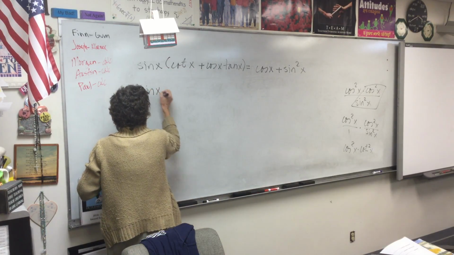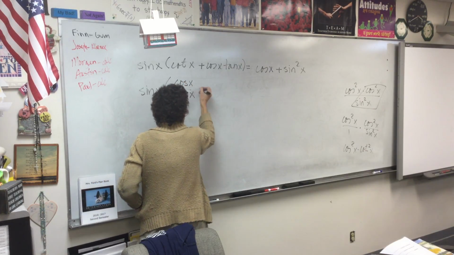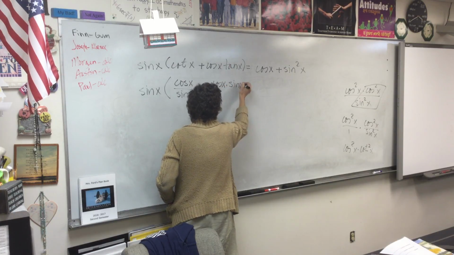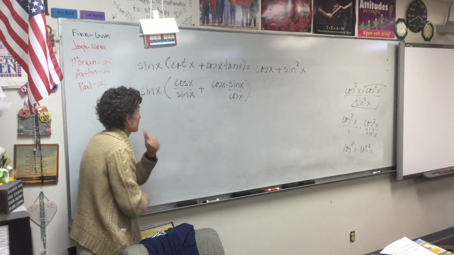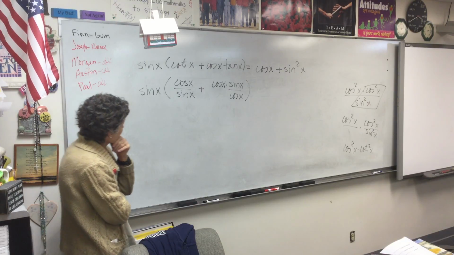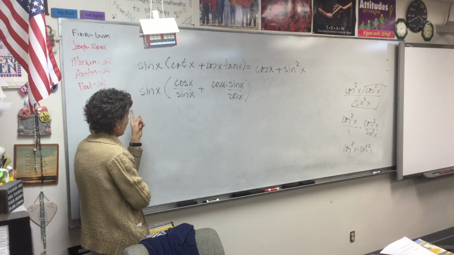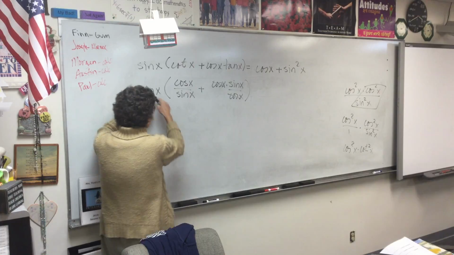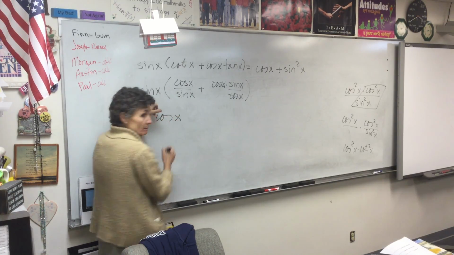So we have sine. All right, then we have cosine over sine plus cosine times sine over cosine. These guys are going to cancel. And now, can I distribute? Does that make sense? Distribute the sine. What happens when I take sine times this? I just get cosine, right?